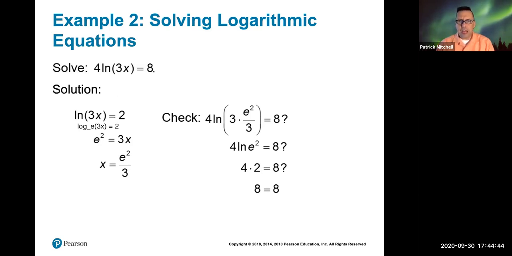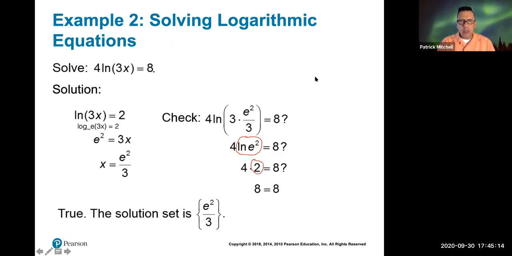That does need to be checked. So if you check it in the original equation, the 3's cancel. I get 4 times natural log e squared equals 8. By the inverse property of logarithms, natural log of e squared is just 2. So 4 times 2 equals 8. Of course, that's true. So this solution checks.